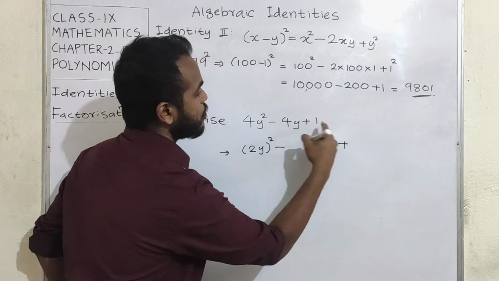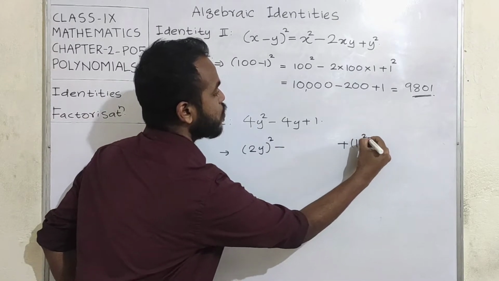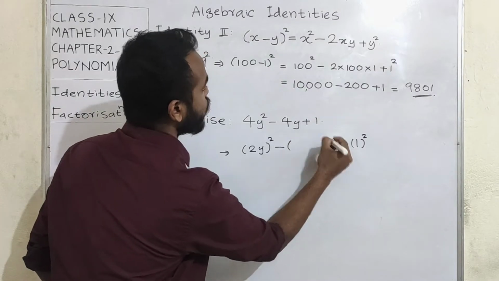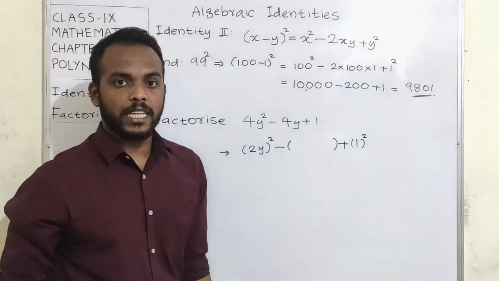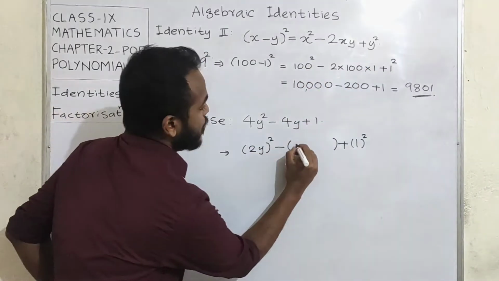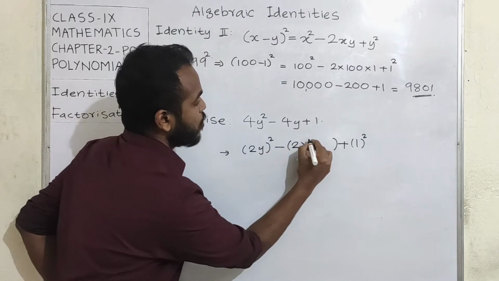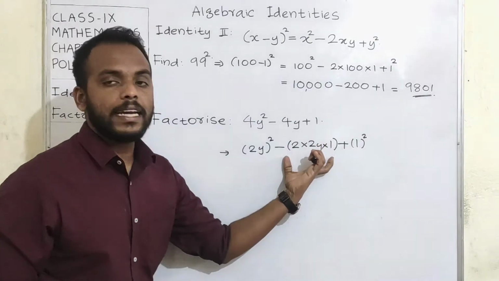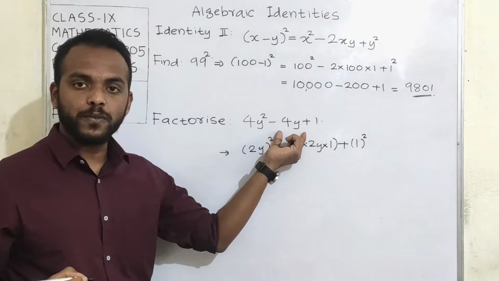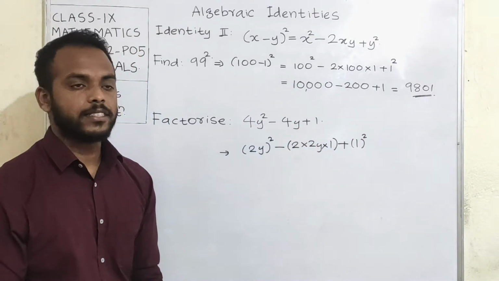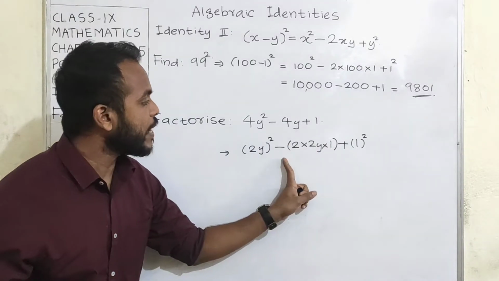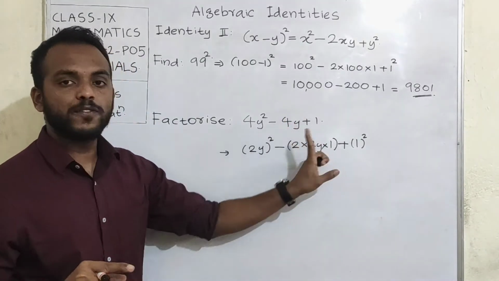Then what's the last number? 1. 1 is nothing but 1 square. Both of them are the same. Now we need to get the form 2 times first number into second number, and we will try with that one. 2 times, who is the first number? 2y times the second number, which is 1. If we get this product as minus 4y, then we have succeeded. 2 into 2y is 4y, 4y into 1 is 4y. So we have got minus 4y here, minus 4y here.